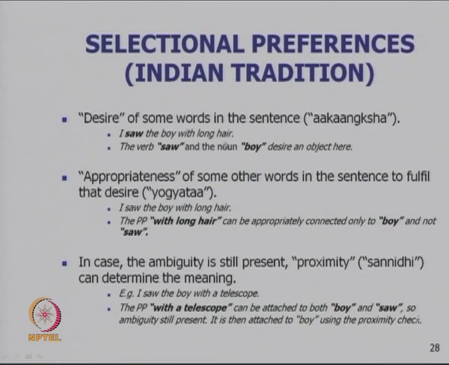Now, I saw the boy with a long hair. The question is, this long hair should be attached with what? So, this disambiguation is done by means of the properties of see and boy. We will continue with this discussion in the next lecture.